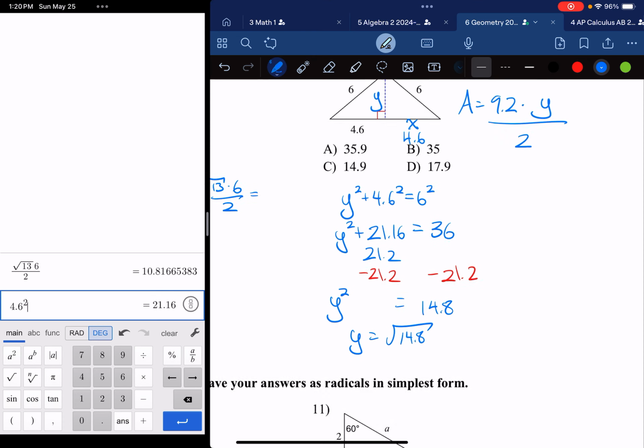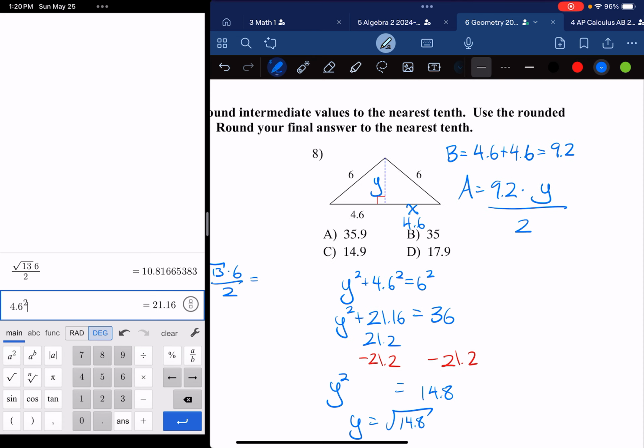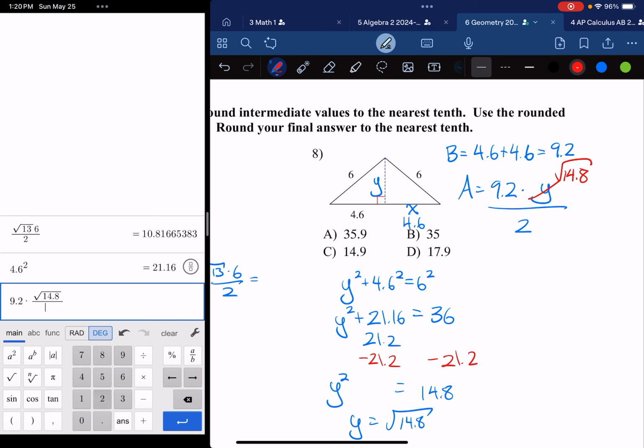Okay, so from there, I'm going to type in 9.2 times the square root of 14.8, and then all of that divided by 2, and I get 17.69, which rounds up to 17.7. Oh, that's weird. We were off by a little bit, but I think it should be 17.9 for number 8. Don't know where I got off for my decimals. Maybe here, I think this is what maybe happened.